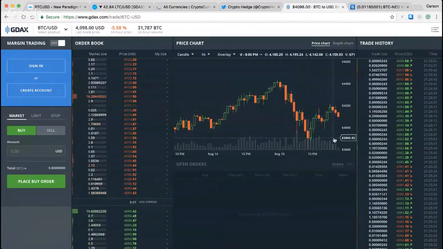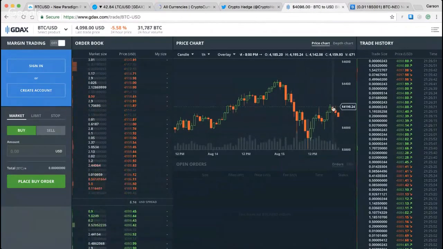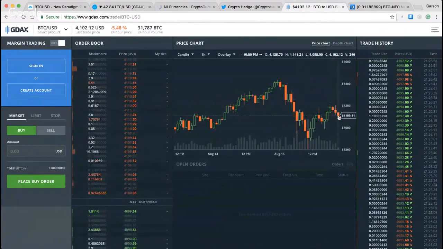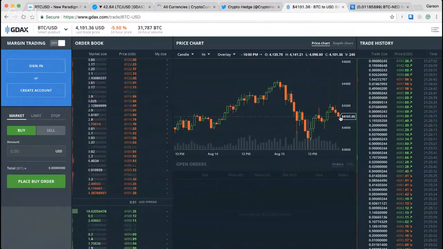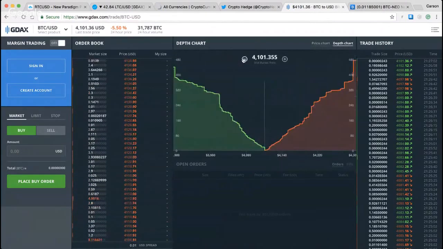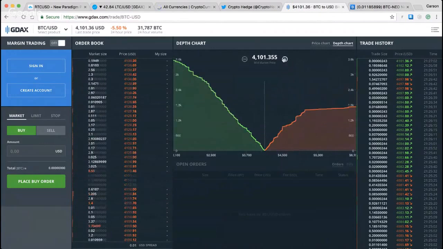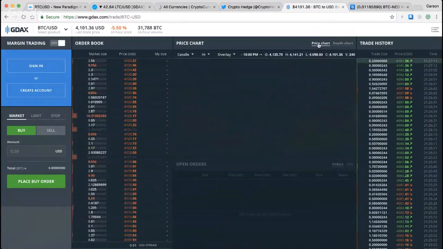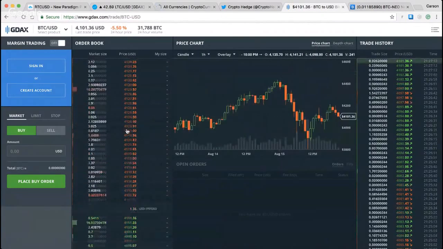Yeah, it's going to fall right back down to here. It broke support. It definitely broke support. Yeah, no, that's not happening.